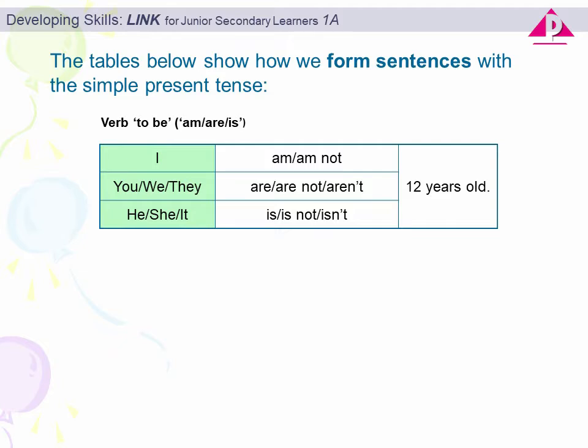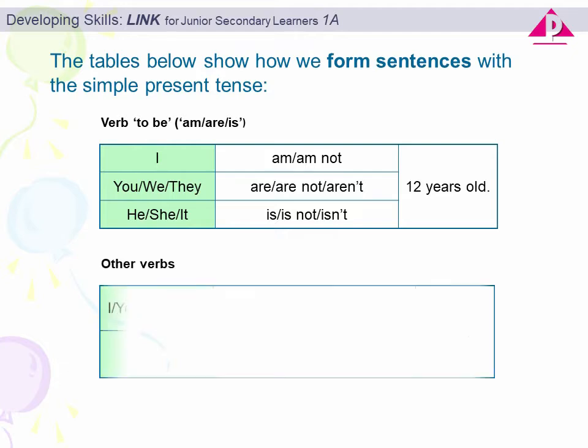So, the sentences would be I am or I am not 12 years old. You, we, or they are or are not or aren't 12 years old. He, she, or it is or is not or isn't 12 years old.